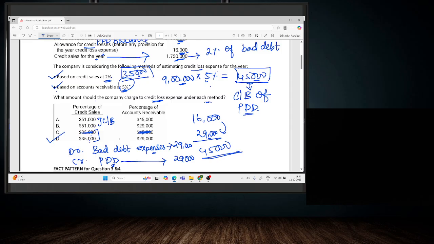Suppose they are asking us to calculate the closing balance under each of the methods. The closing balance under percentage of credit sales will be 51,000 and the closing balance under percentage of accounts receivables will be 45,000. If they are asking us to calculate the closing balance, then option A will be the right answer. Since they are asking us to calculate the expense that we will debit to the P&L account, option D is the right answer.